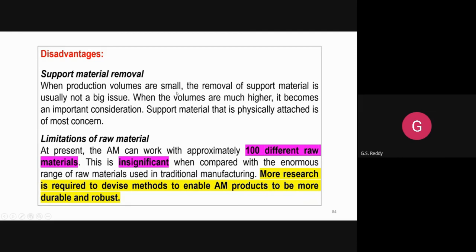When production volumes are small, the removal of support material is usually not a big issue. When the volumes are much higher, it becomes an important consideration. Support material that is physically attached is the most concerning.